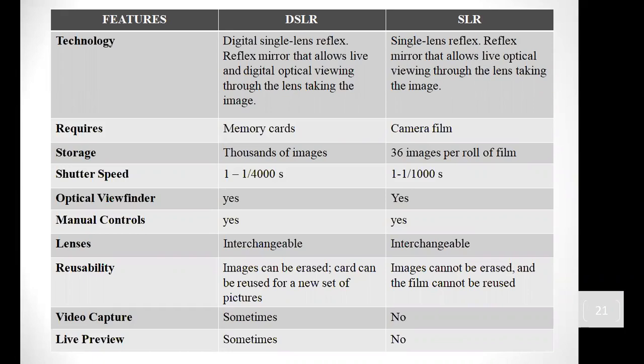According to the technology feature, the reflex mirror allows live optical viewing through the lens. One more important thing: in the cameras, I told you, one is a mirrorless camera and one is a mirror camera. In the mirror cameras, what will happen is when you take a photo, when you click a picture, when you release the shutter, the light is falling on the mirror.